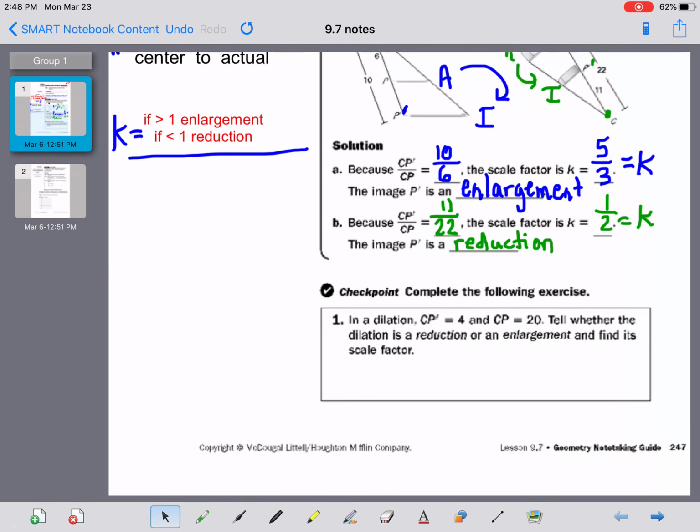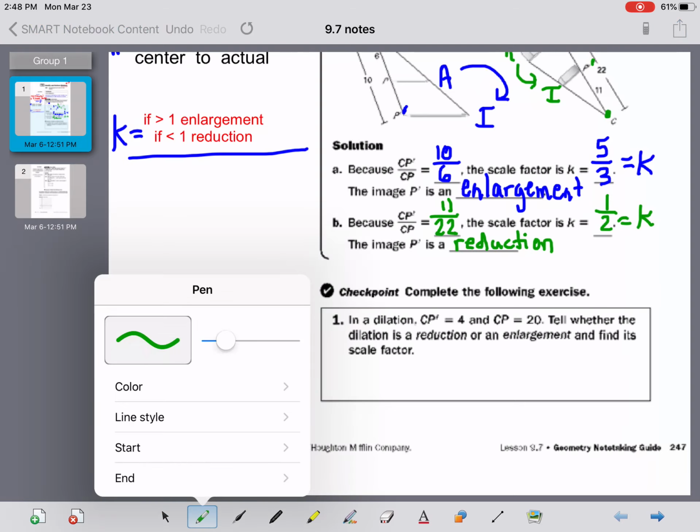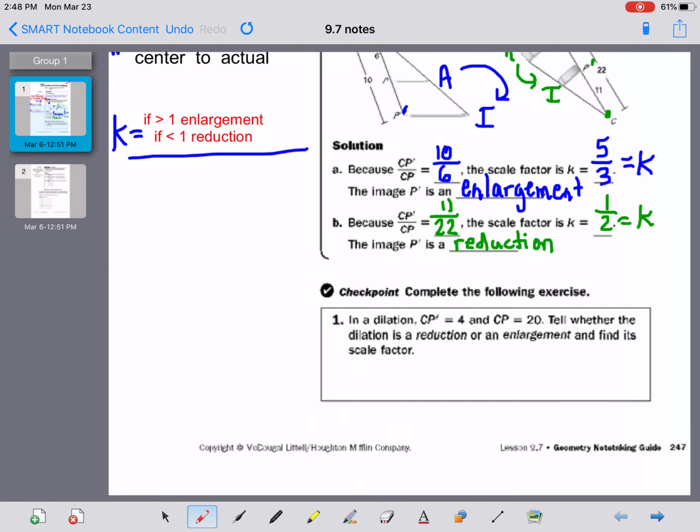Moving on to my checkpoint down here, number 1, you'll notice I don't have any pictures this time. All I have are words. So I need to turn my words into the numbers that I need to be able to figure out what they're asking. It says in a dilation of C to P prime, that means from my center of dilation to my image point is 4, and C to P would be from my center of dilation to my actual is 20. And to tell whether the dilation is a reduction or an enlargement and find its scale factor.